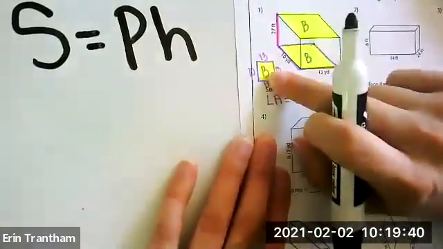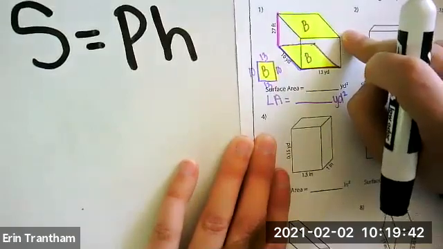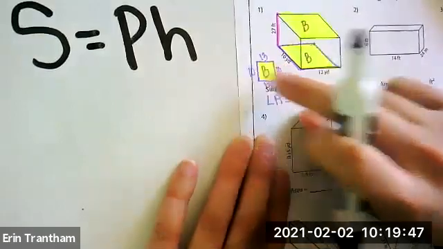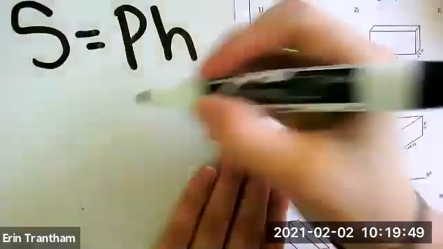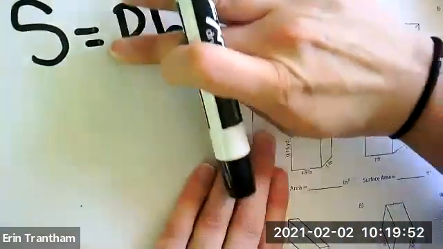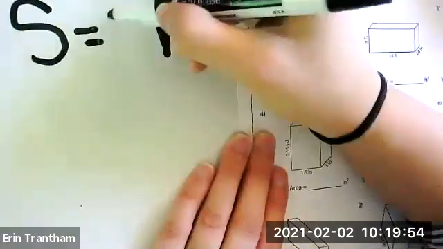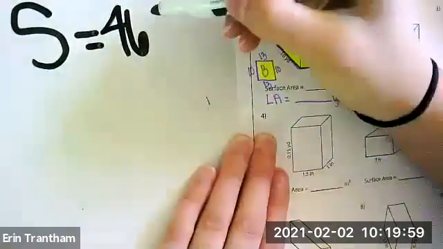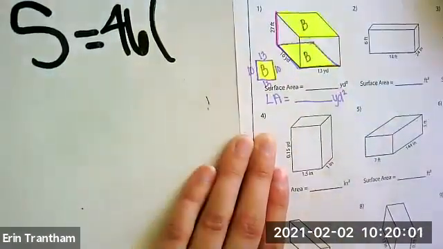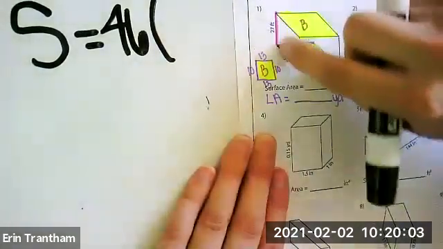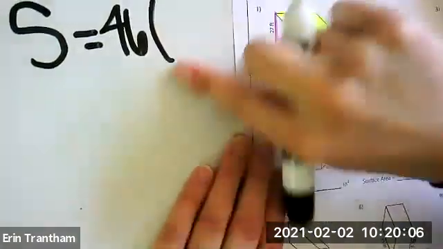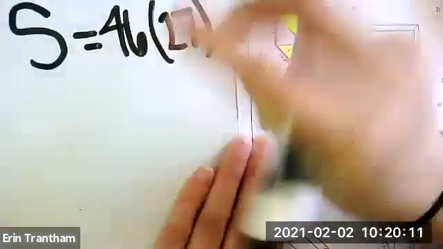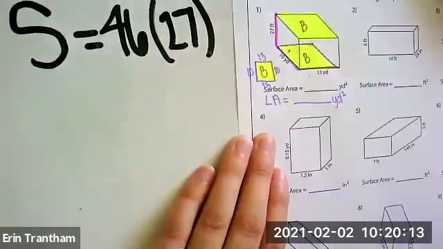What does the big P stand for? Perimeter. So what's the perimeter of my base if I have 13, 10, 13, and 10? 46. Yes, 46. So I'm going to erase the P and replace it with 46. What's my H? Okay, what's my height? 27, because that H is the height of your box, your prism. So 27. So 46 times 27 is what?